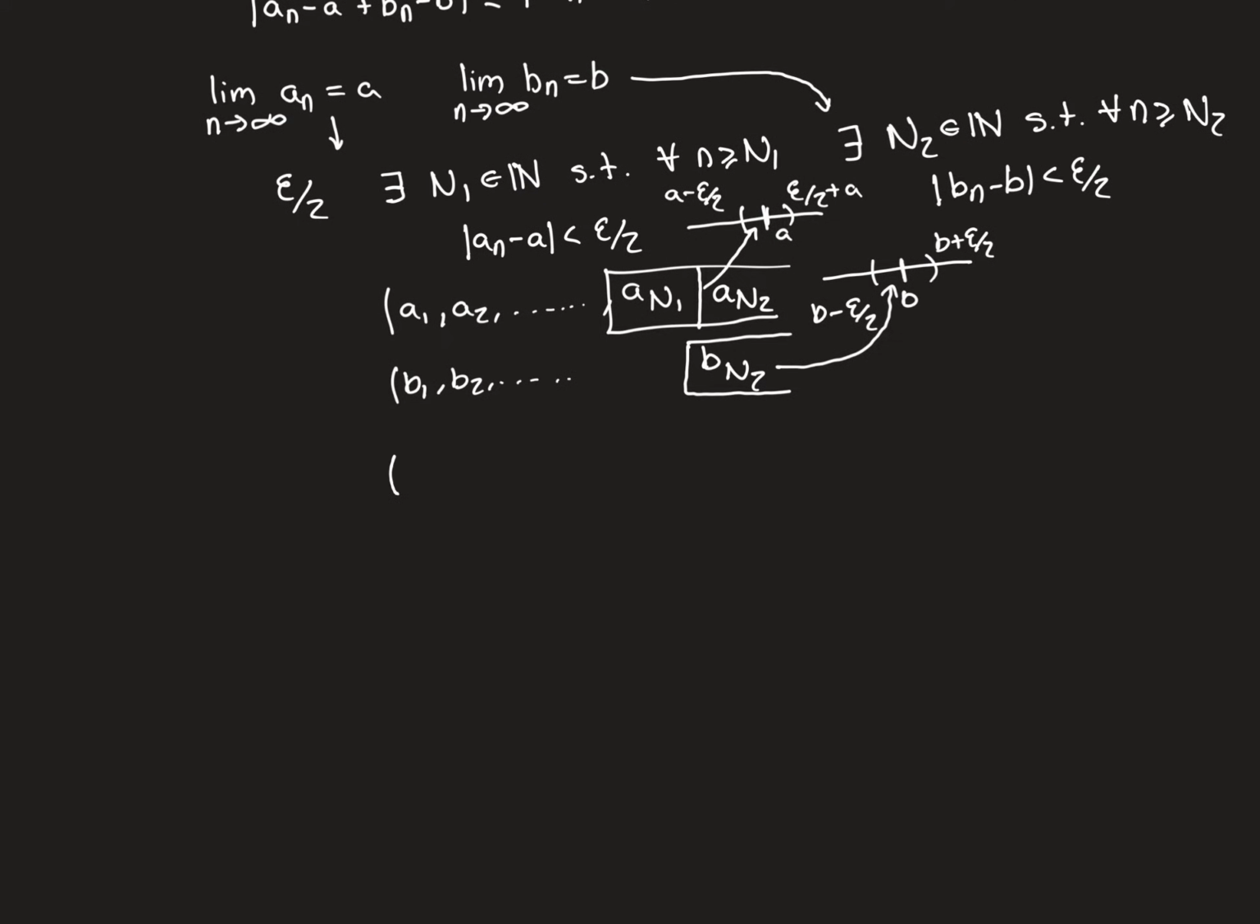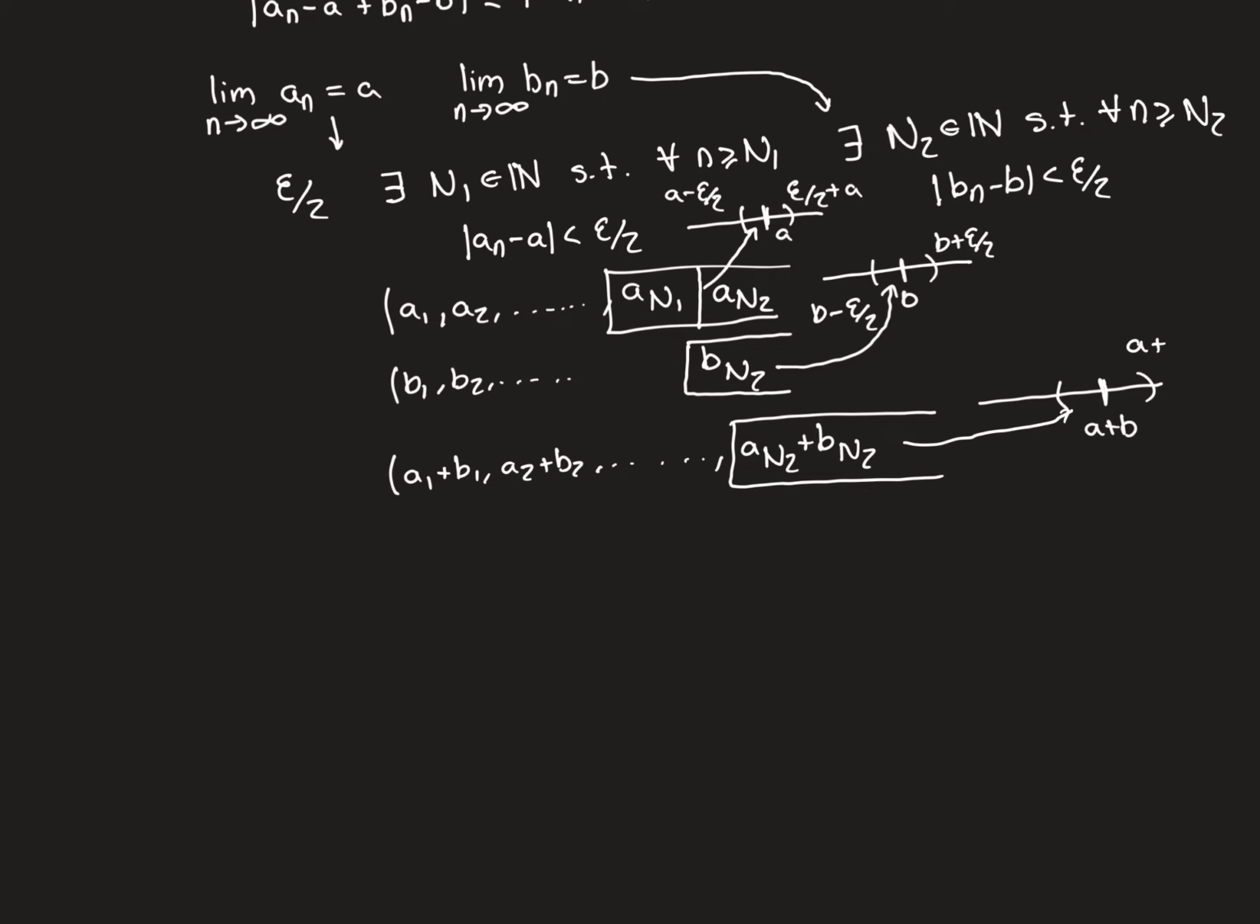If I have my third sequence, which is A1 plus B1, A2 plus B2, and I go all the way up to this equivalent term, A big N2 plus B big N2, then my claim is that from that term onwards, all of these terms of the sequence are going to be within a distance of epsilon of the limit A plus B. So for the picture, here's our limit, and I claim now that all of these terms are going to be inside that interval, so this is now the epsilon interval, so A plus B plus epsilon and A plus B minus epsilon.